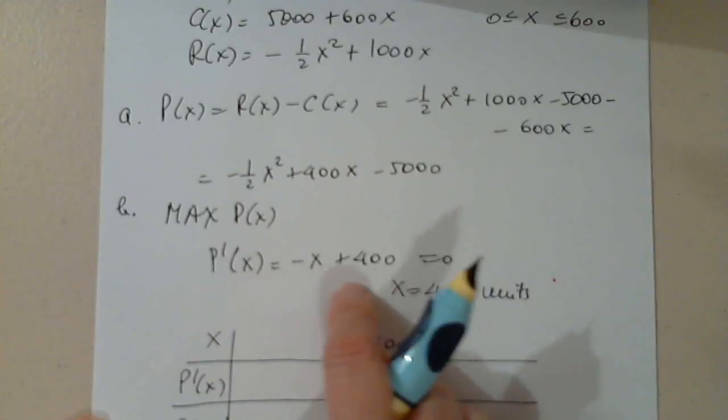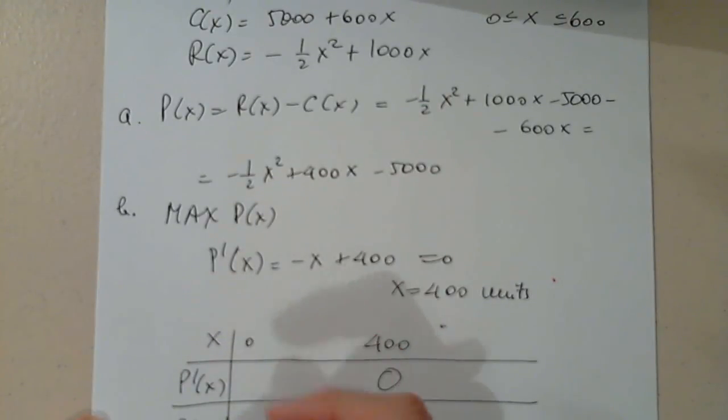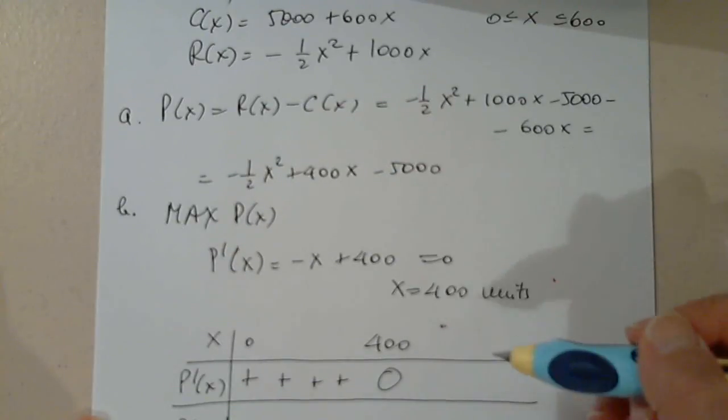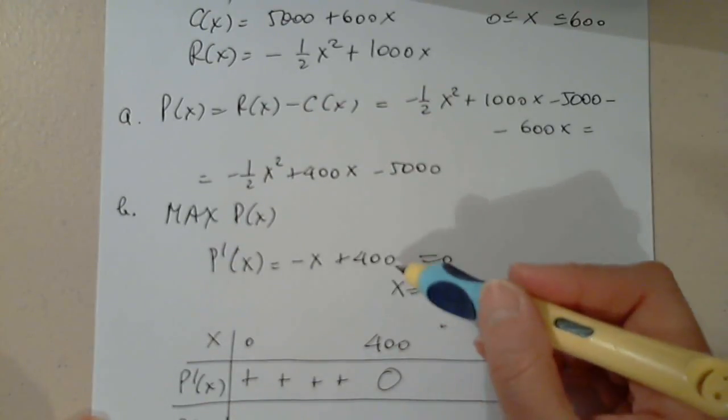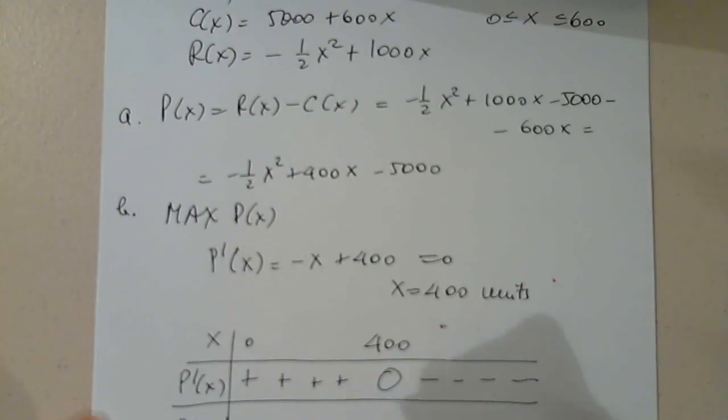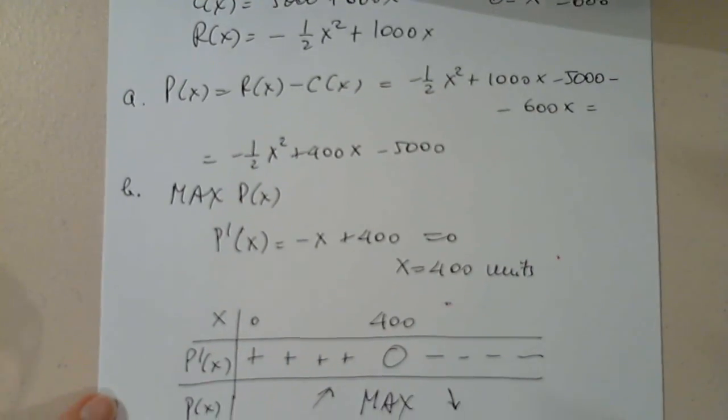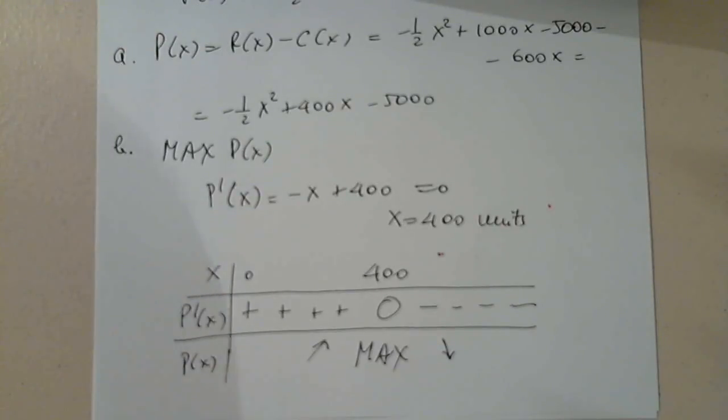Okay, so in the first derivative, I plug in 0. When I plug in 0, I get positive. When I plug in 1,000, -1,000 plus 400 is negative. So this is positive and negative. This guarantees that 400 gives a profit. It is a maximum profit.